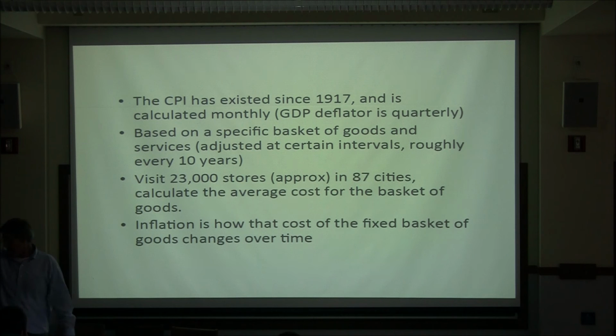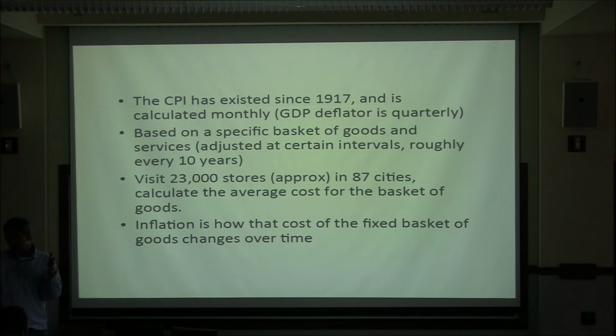and you go out and say, how much would that cost in this store? How much would it cost in this store? How much would it cost in this store? And you just take the average price of that whole basket. That's the price level. They actually define it to be 100 in a base year. So if 2005 is the base year and the average cost is 1,000, they just divide it by 10, so it's 100. So they sort of normalize it so it's 100 in the base year.